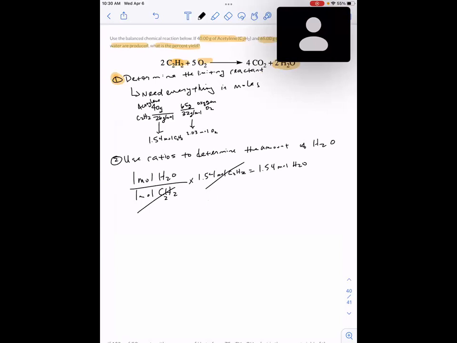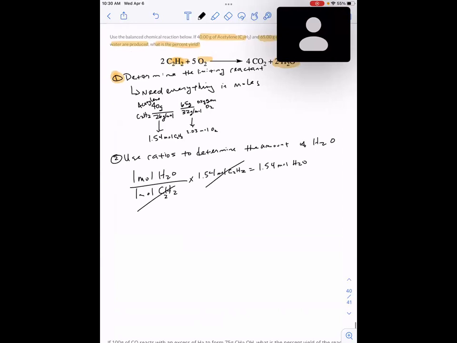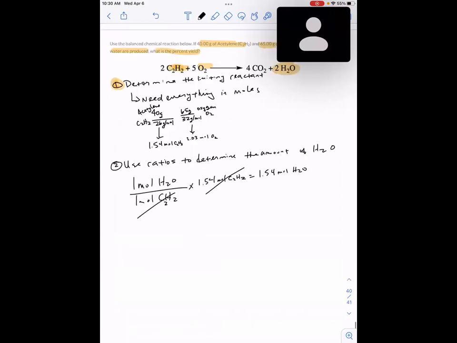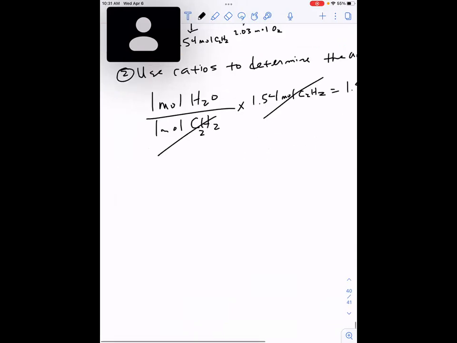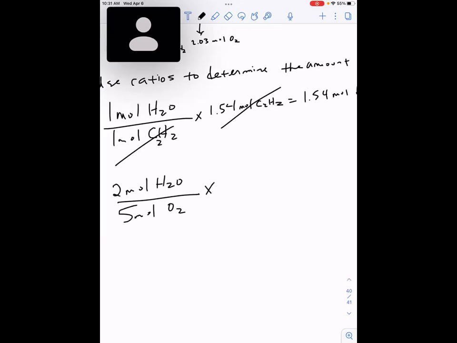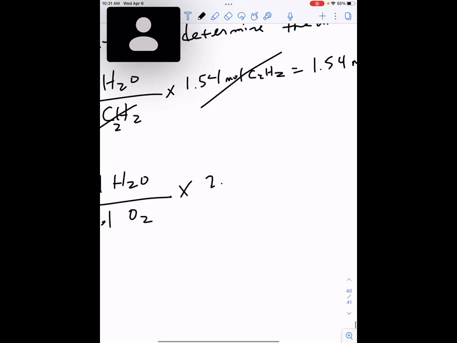Now let's see how much water oxygen gives. What's the relationship between those two? It's 5 to 2, or 2 to 5, because I want to put water on the top. So it's going to be 2 moles of water over 5 moles of O2, and I'm going to multiply that by 2.03 moles of O2. All right.